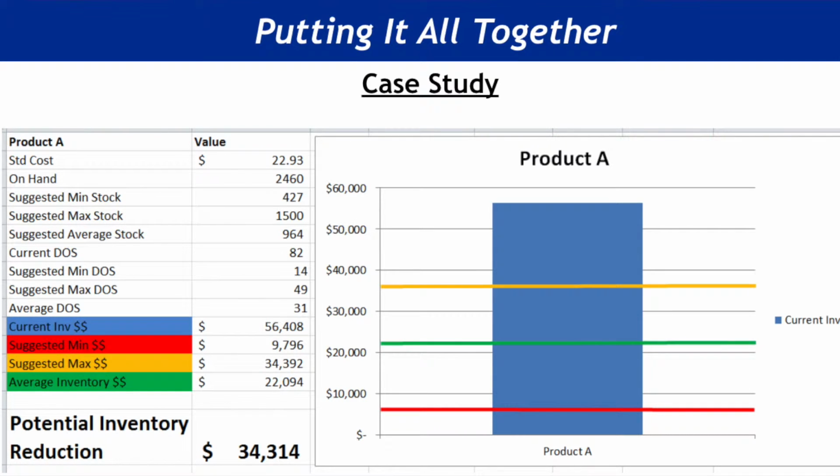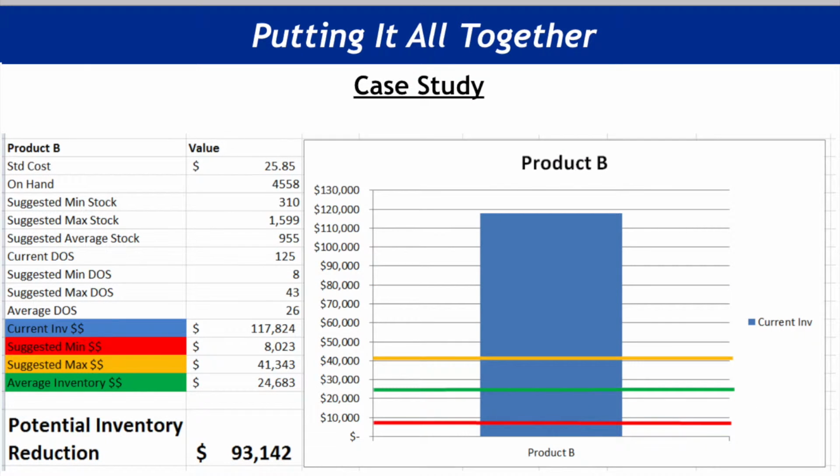On each of these SKUs, I plugged this into the utility. With all the inputs he gave me, the big blue bar here is what his current inventory level is. The orange represents where the max should be based off of the inputs. The red represents where the min should be, and the green is the average. The potential inventory reduction from average that I calculated on this one SKU is $34,000.